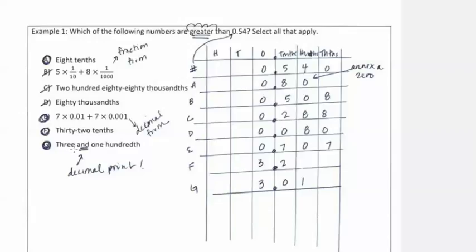And finally, 3 and 1/100th. Well, this decimal point, this word and tells me that this is a decimal point.